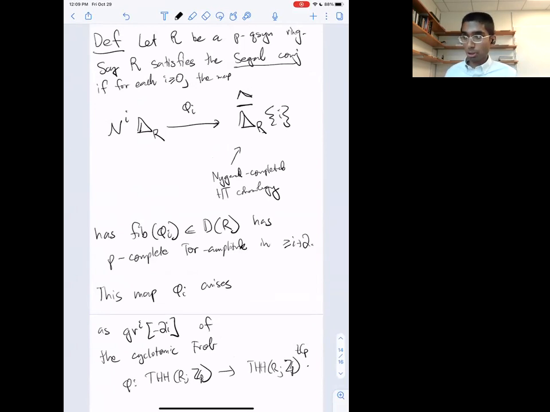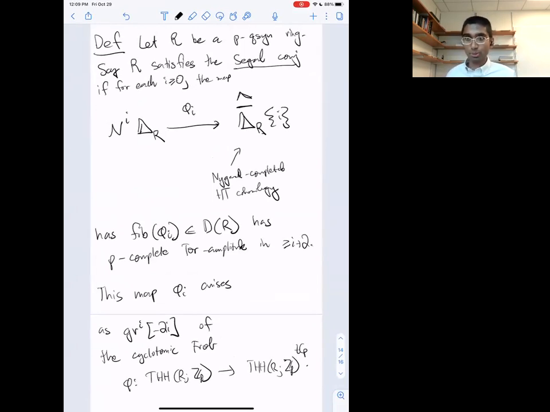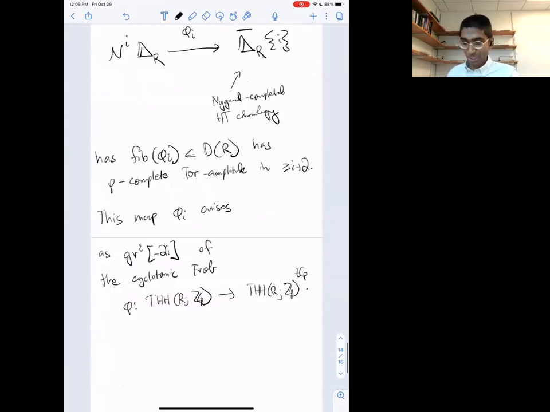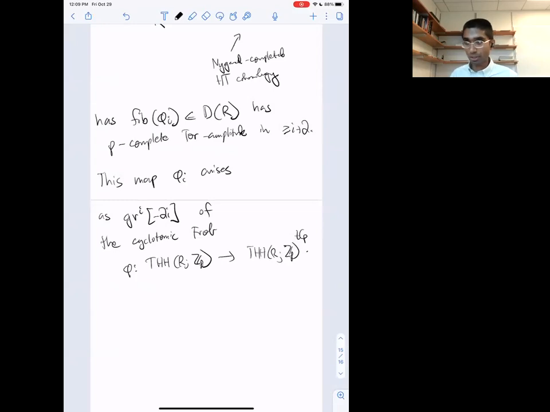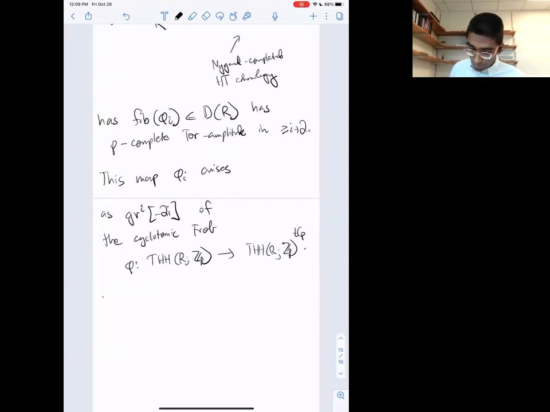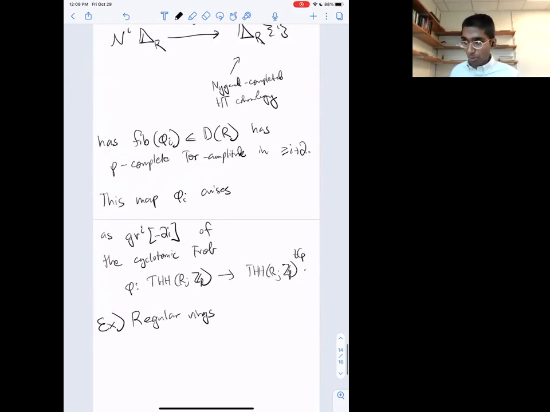Okay, so let me give some examples of this condition. I think it would be interesting to have more examples of this class of rings, but let me give some examples that I'm aware of. So the basic example I wanted to mention is that it's true for regular rings. So regular rings satisfy the Segal conjecture. And right, so let me say a little bit about why.